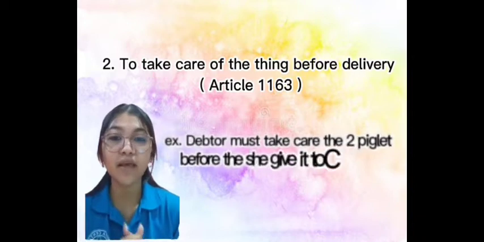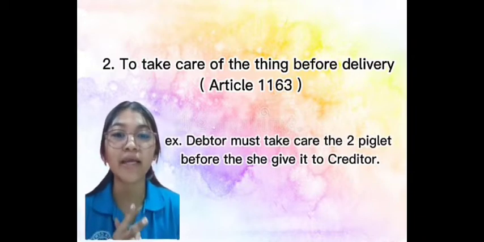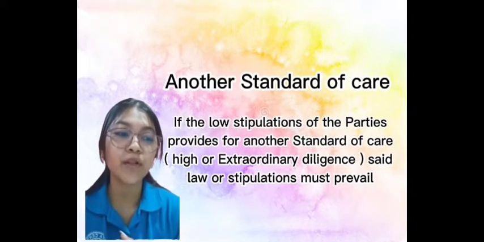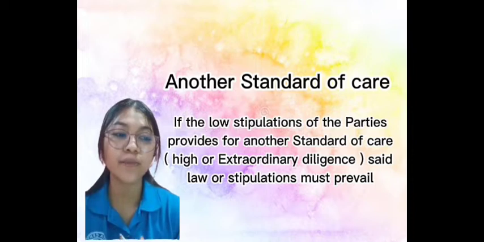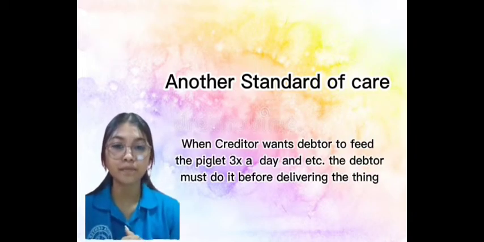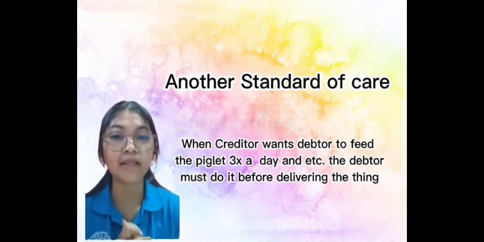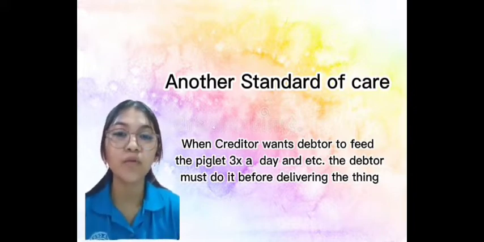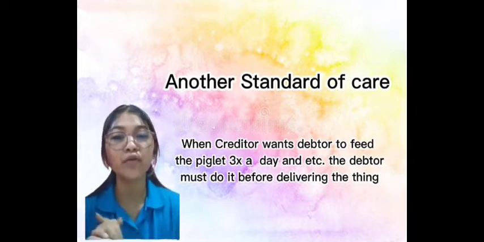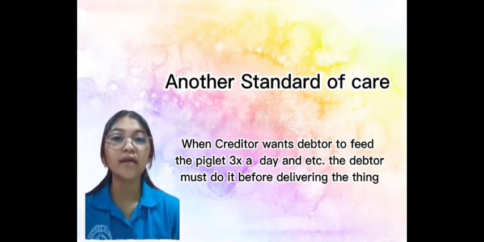In example 3, the debtor or obligor must take care of the two bundles of rice that he will pay to the creditor or obligee. Another point is the standard of care. If the law or the stipulation of the parties provides for another standard of care, whether slight or extraordinary diligence, said law or stipulation must prevail. In example 3, if the creditor asked for payment in two bundles of rice, the contract may say that before the obligor delivers it, he must take care of it, feeding it three times a day and bathing it two times a day. So the obligor or debtor must do that before delivering it to the creditor or obligee.